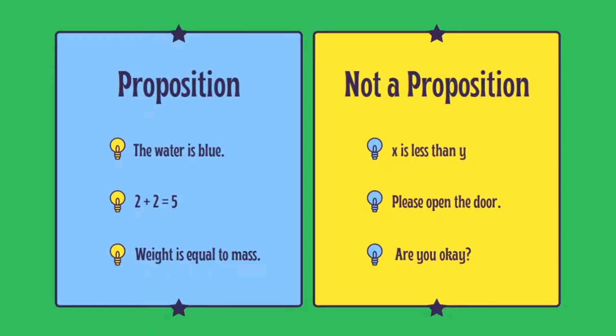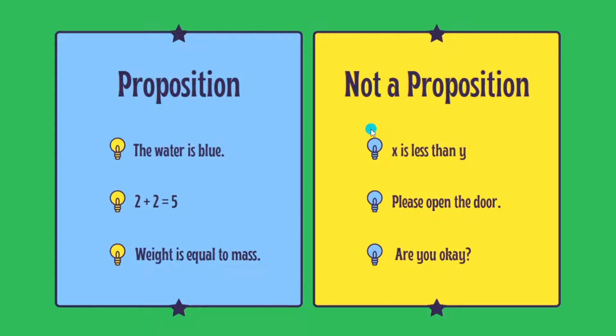Here are some examples of identifying a proposition. Beginning with the left side of our screen: the water is blue, 2 plus 2 is equal to 5, weight is equal to mass. The first and the last statements are propositions which are declarative in form and are valid or true, while the second statement is also a proposition but invalid or false. It is because, as we can see, 2 plus 2 is obviously not equal to 5, but rather 4.